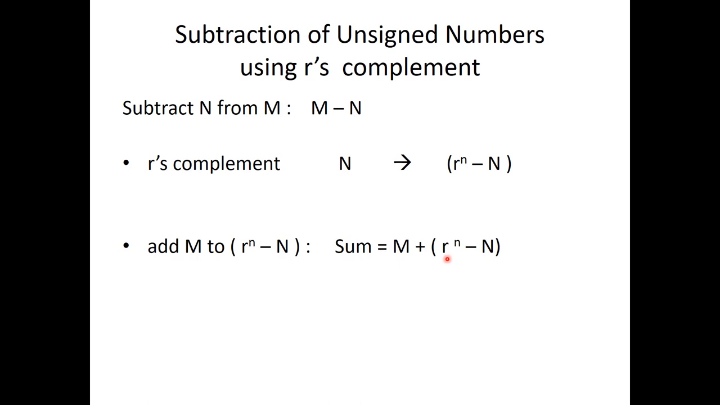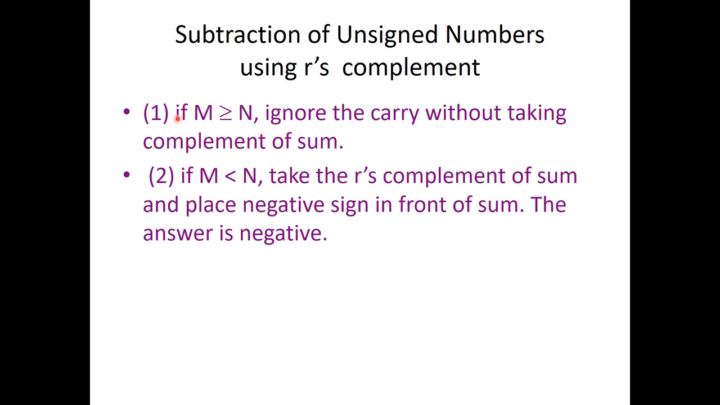This is in theory. Now, how do you go further than that? There are two rules based on the relationship between m and n. Rule one is, if m is greater than or equal to n, so if the first number is larger than the second number, then you ignore the carry when you sum these numbers, m plus r to the power n minus n. Sometimes you may have a carry which is carried over at the leftmost place, at the most significant bit. So you ignore this carry without taking the complement of the sum, and that will be your result.